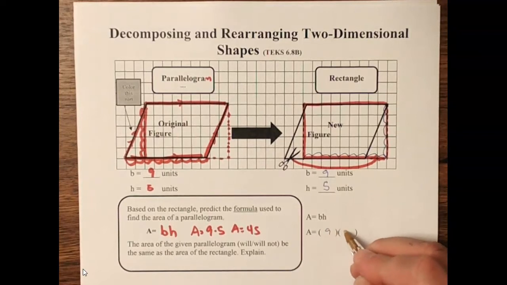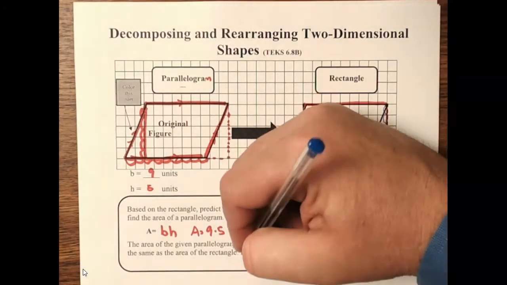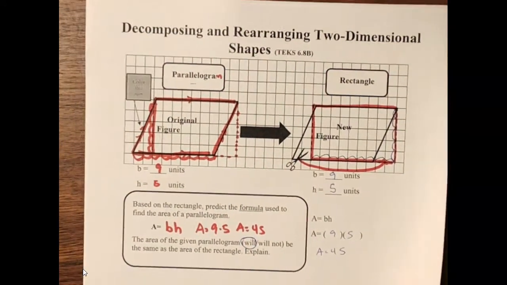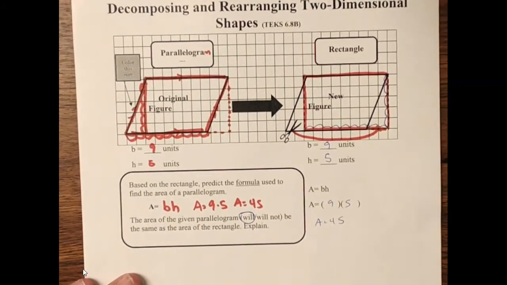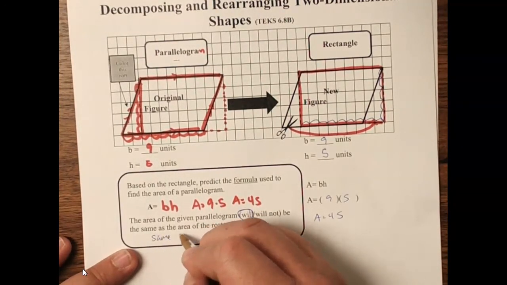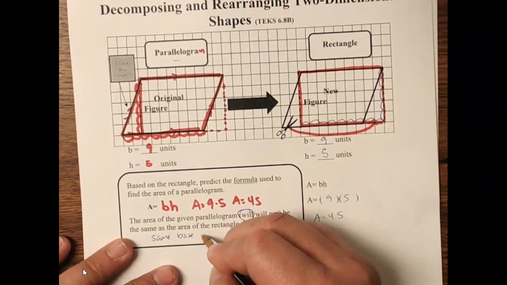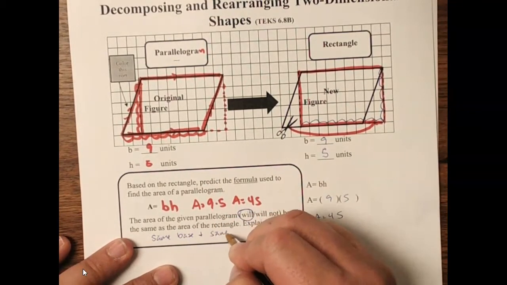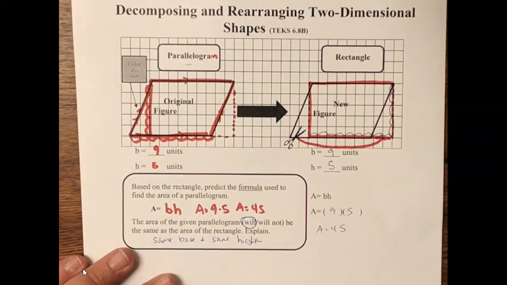Base and height is still 9 times 5, so the area is still 45. The area will be the same as the area of the rectangle. And we explain that because they both have the same base and the same height. This one's pretty easy to see.